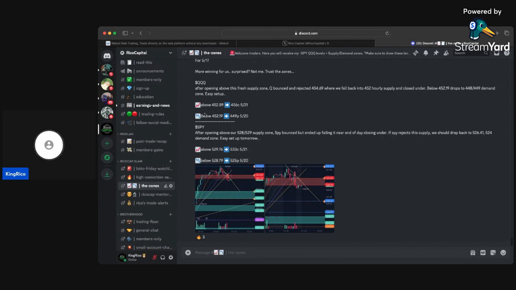So I had it all right there below. There's the put, there's the strike I would go with. Same thing for SPY above here. I'm taking it below. There you go.